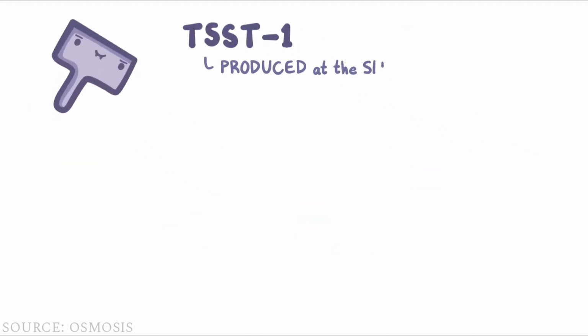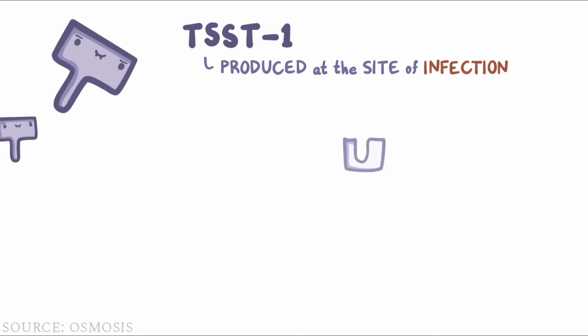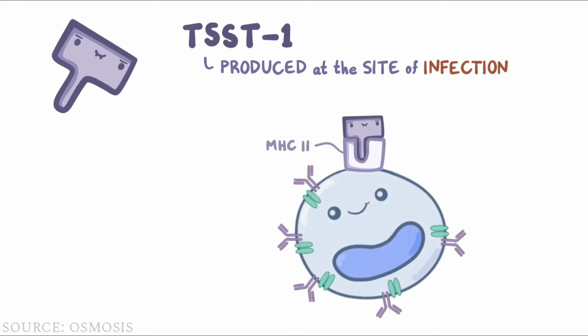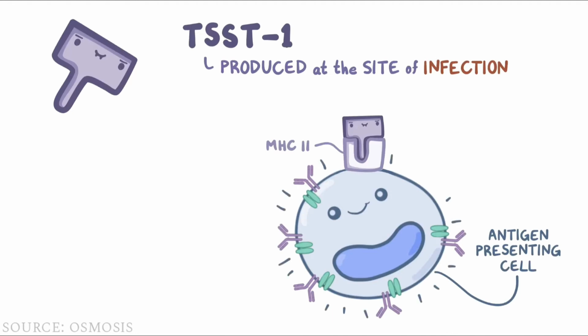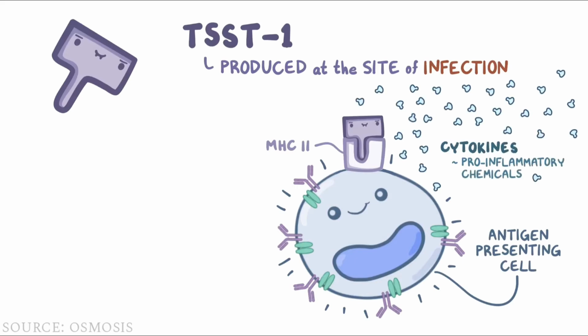TSST1 is produced at the site of infection and can enter the bloodstream. TSST1 binds to major histocompatibility complex type 2, or MHC2, which is a receptor found on immune cells called antigen-presenting cells. When TSST1 binds to the MHC class II receptors on these cells, it really stimulates them, making them release loads of pro-inflammatory chemicals called cytokines, creating a cytokine storm.